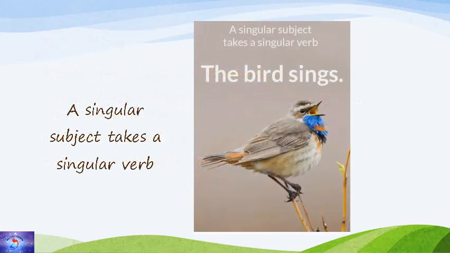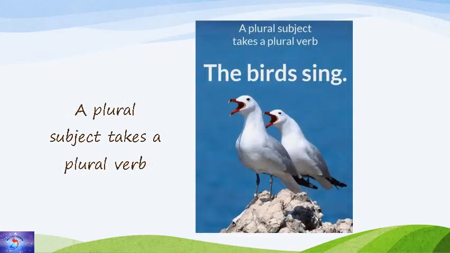So, as I told you, a singular subject takes a singular verb. Here you can see the example. The bird sings. Bird here is a singular subject, so the verb is the singular verb sings. And here, a plural subject takes a plural verb. The birds sing. Here the subject is in plural form, so the verb is in plural form.